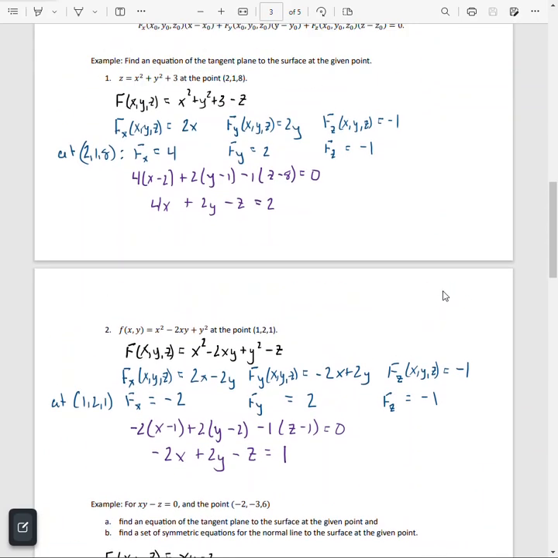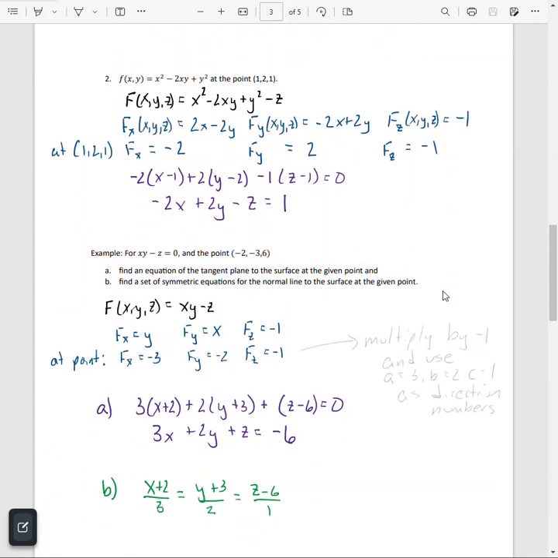All right, let's do that again. We're going to find an equation of the tangent plane to the surface, z equals x squared minus 2xy plus y squared, at the point 1, 2, 1. First step, we subtract z from both sides. I'm going to let z equal f of xy. Subtract z from both sides to form our capital F function.